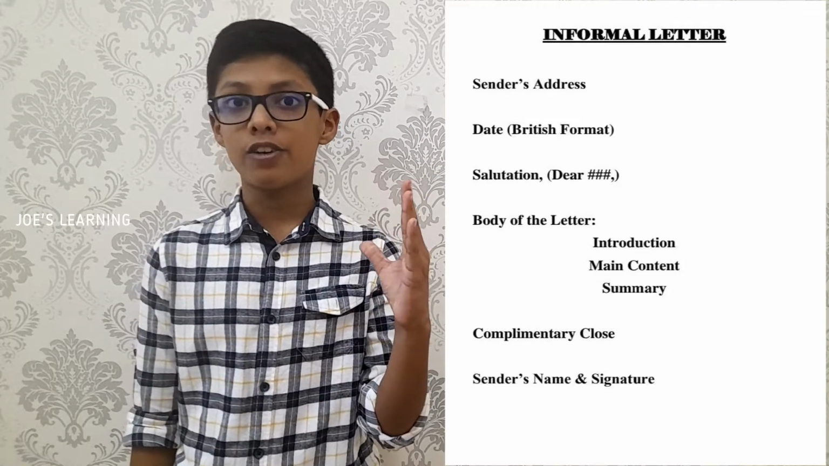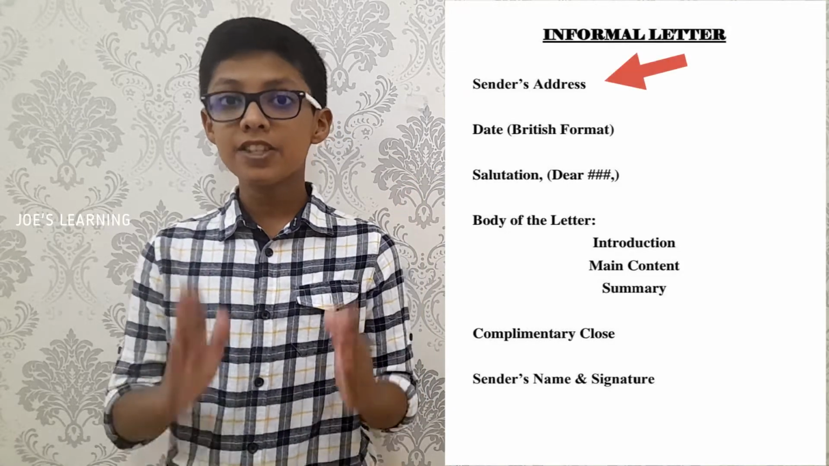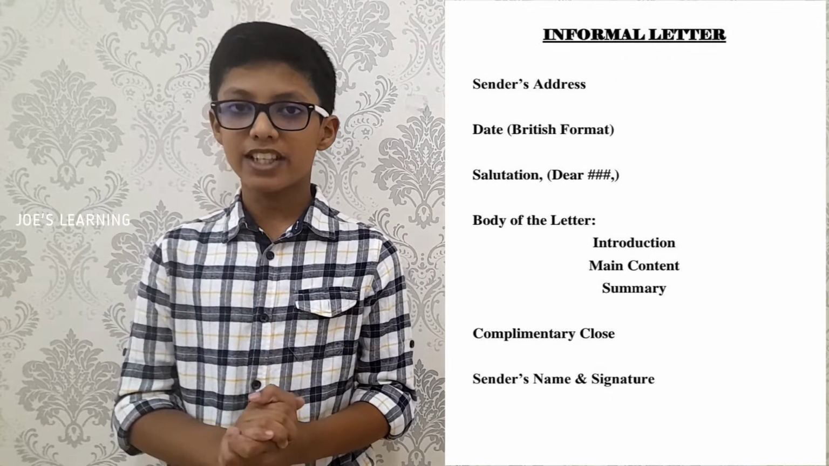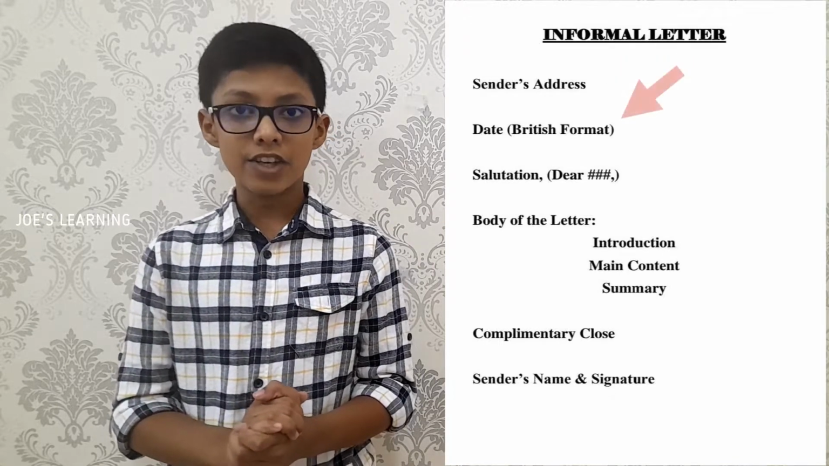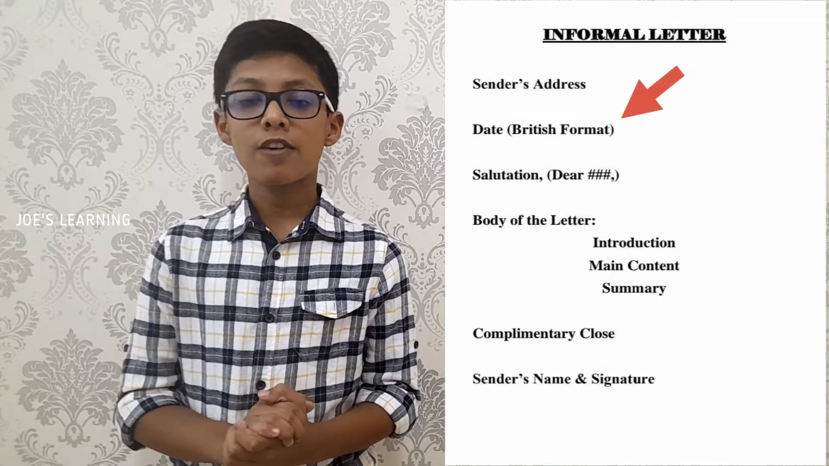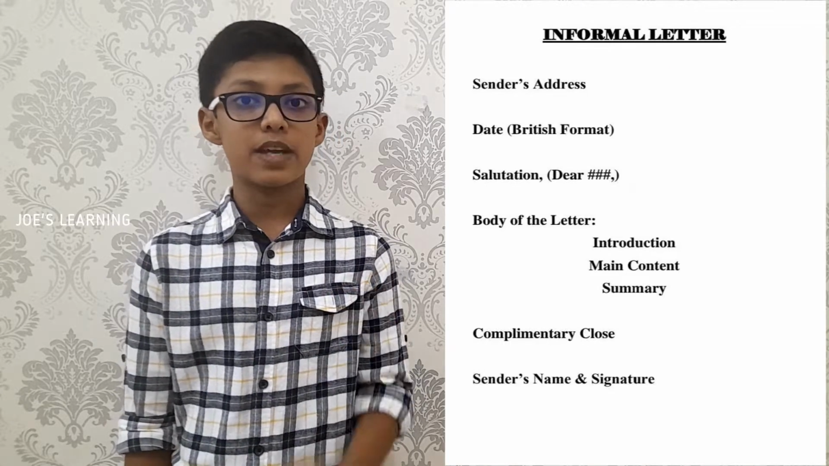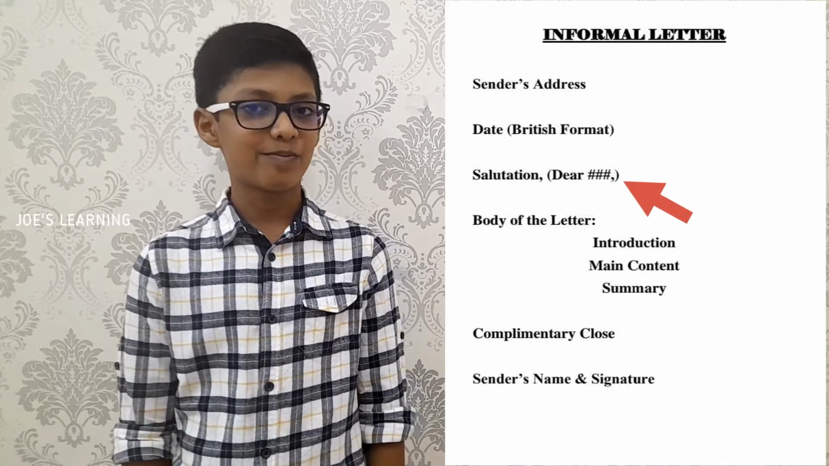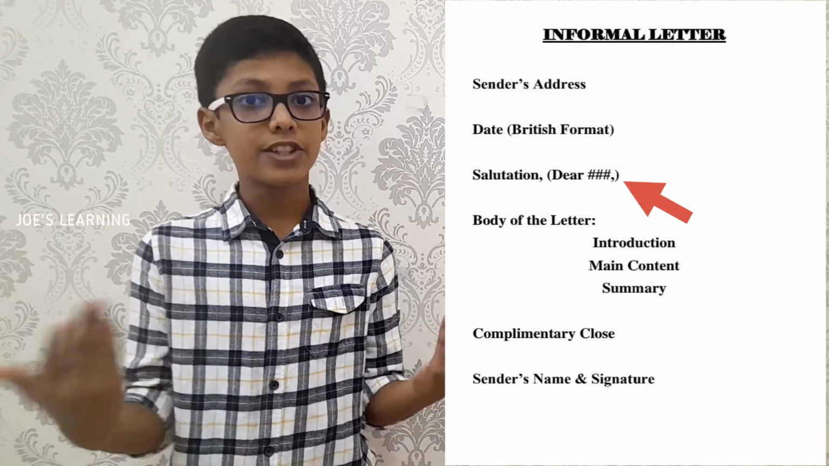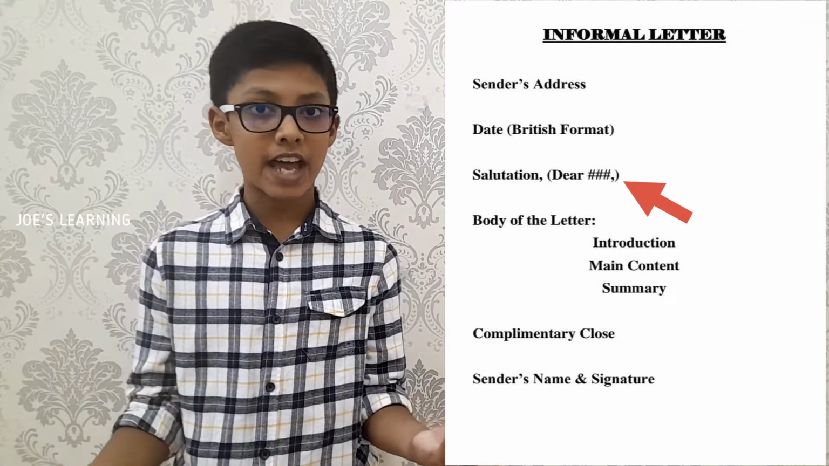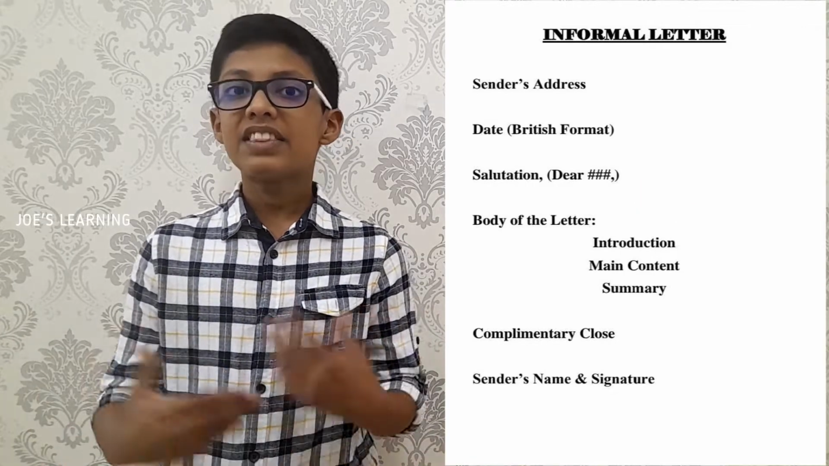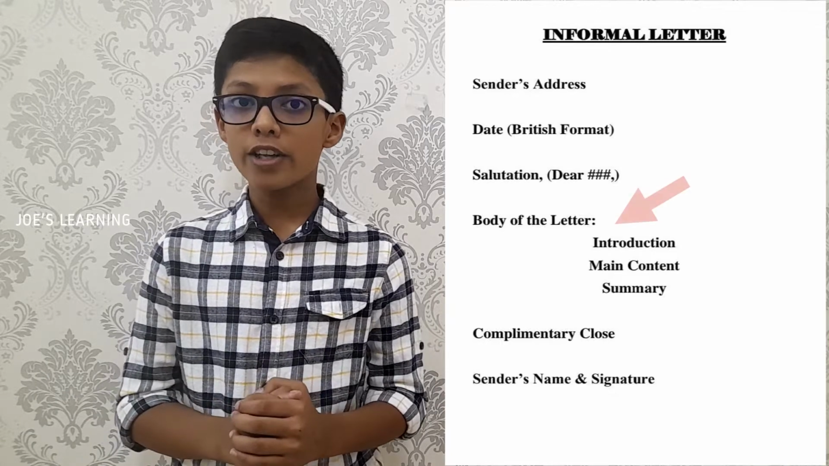Now, as we have discussed the format of an informal letter, we will be proceeding to the layout of an informal letter. First comes, in the left-hand corner, the sender's address, that is, your address. Then, after leaving a line, comes the date, which is normally written in British format. For example, 11th November 2021. Then, after leaving another space, comes the salutation of your letter. The salutation could be Dear Mom, Dear Dad, Dear Friend, Dear Sam, and so on. Then, after leaving another line, comes the body of the letter.